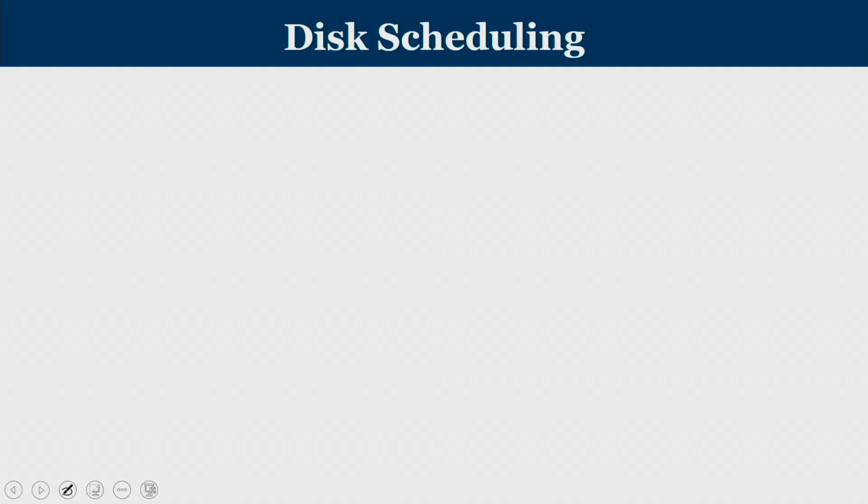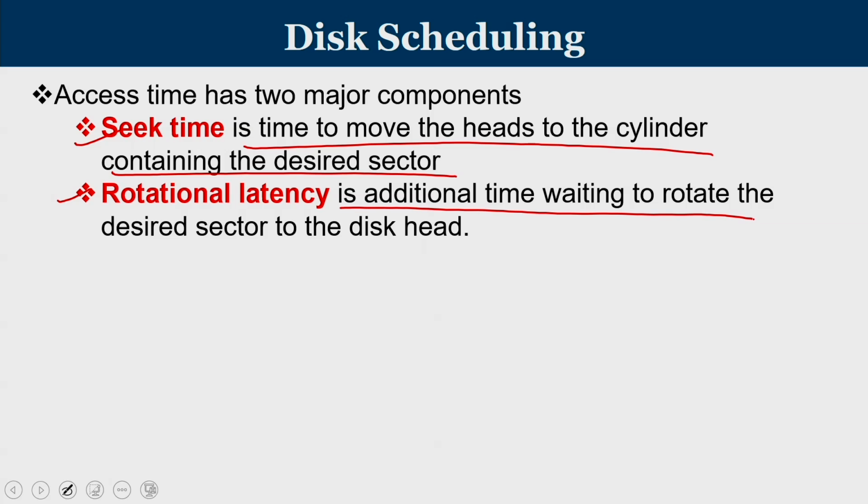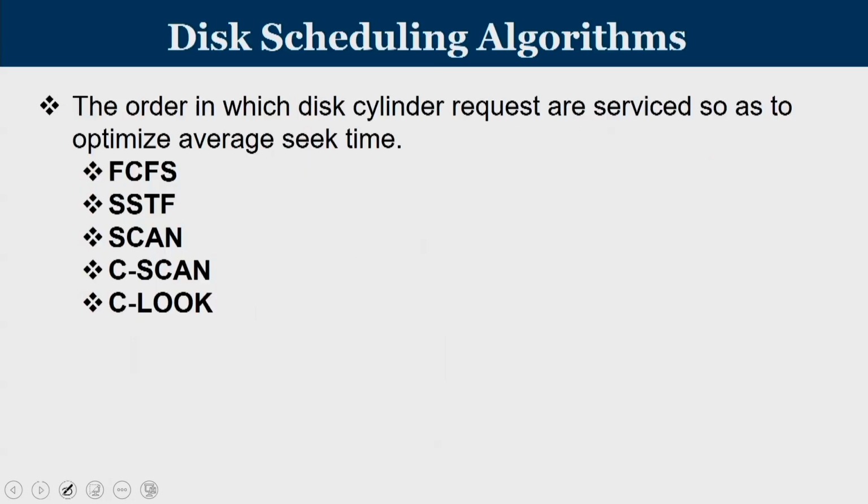Now, coming to another aspect, which is called disk scheduling. The access time has two major components that we discussed. One is the seek time, the time to move the head to the cylinder containing the desired sector, and the second is rotational latency, the additional time waiting for the desired sector to rotate under the head. We are going to minimize the seek time, that is our job. The disk bandwidth is the total number of bytes transferred divided by the total time between the first request for service and the completion of the last transfer.